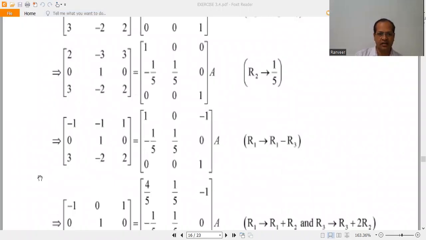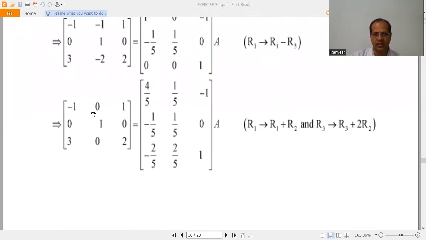After that, R1 minus R3 we will do, then we got this result, and here also we got this value. R1 plus R2 and R3 tending to R3 plus 2 R2. So this will come only by practice. You have to just do this particular practice.